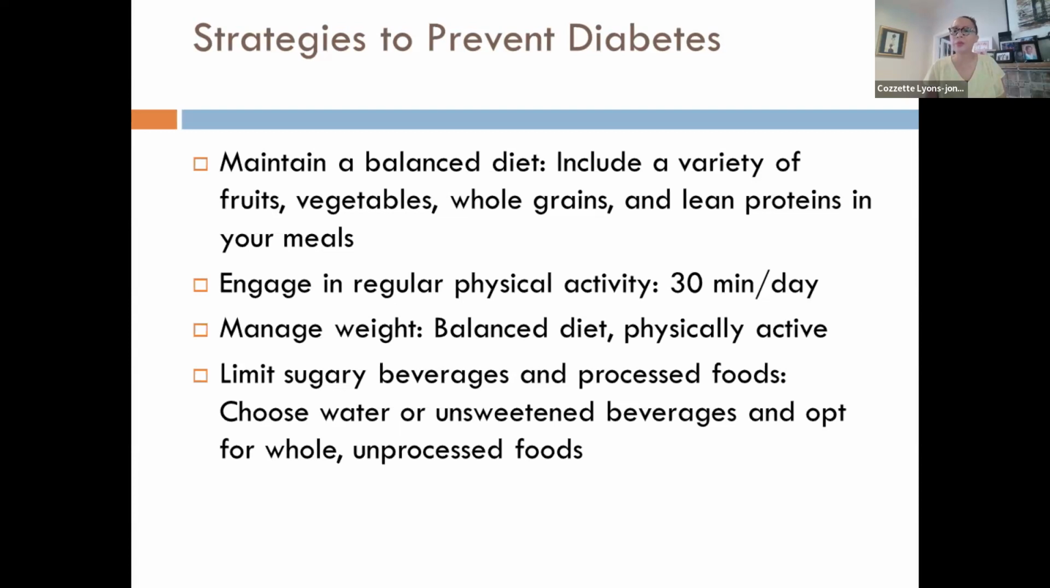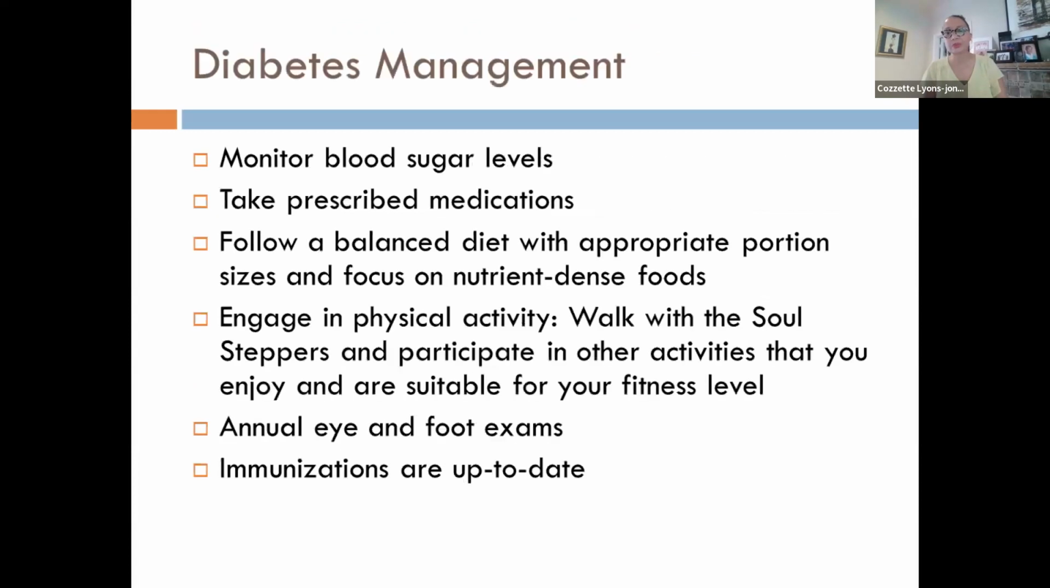Managing your weight through the balanced diet and being physically active, limiting your sugary drinks and your processed foods, choosing water or unsweetened beverages, and opting for whole and unprocessed foods are all ways of preventing or even managing once you've been diagnosed with diabetes.